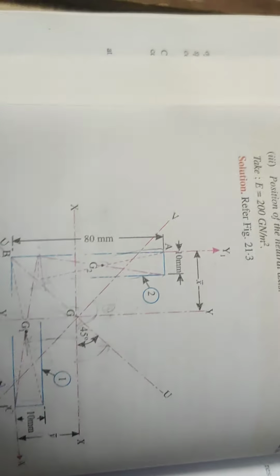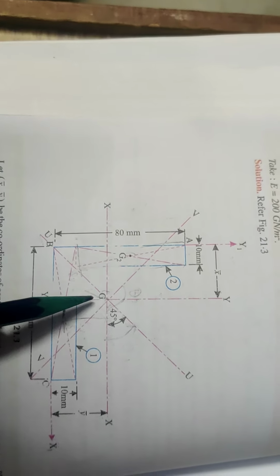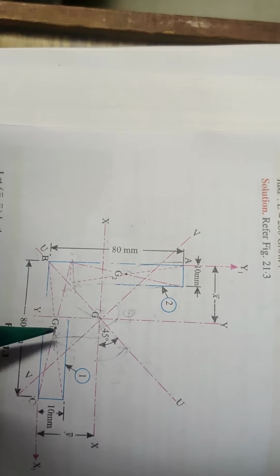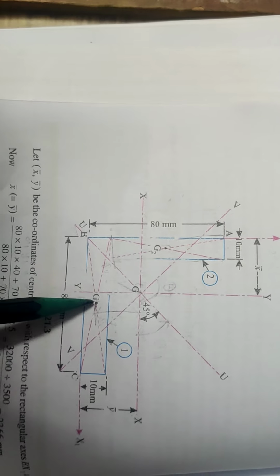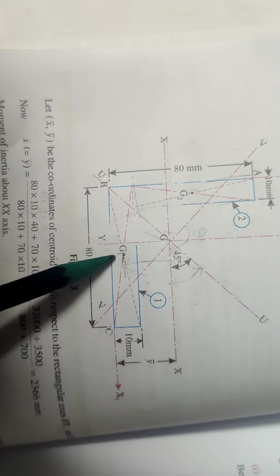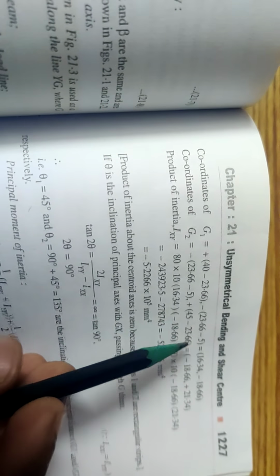I hope you understood. The x value of G1 is ahead of G. In the x direction, G is at 23.6 and G1 is at 40, so 40 minus 23.6, and because G1 is ahead of G we get a positive value. In the y direction, G is at 23.6 and G1 is at 5. The y value for G1 is behind the y bar of G, so it will come minus: minus of 23.6 minus 5.